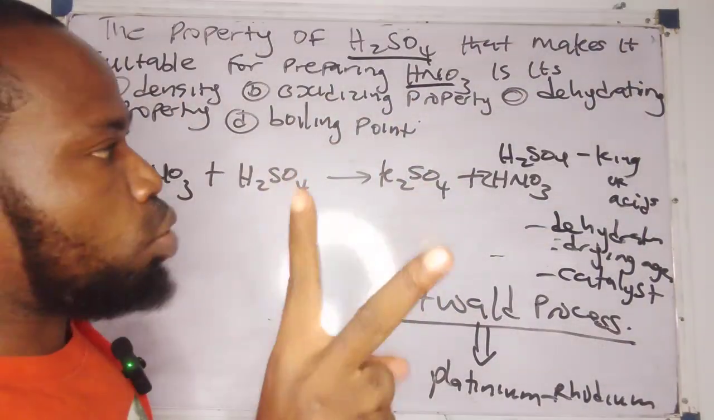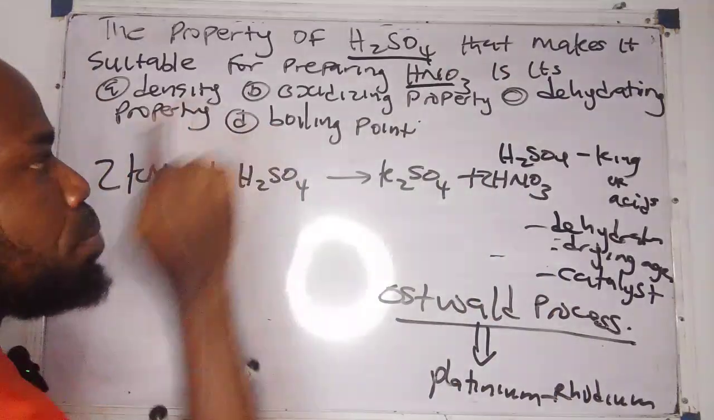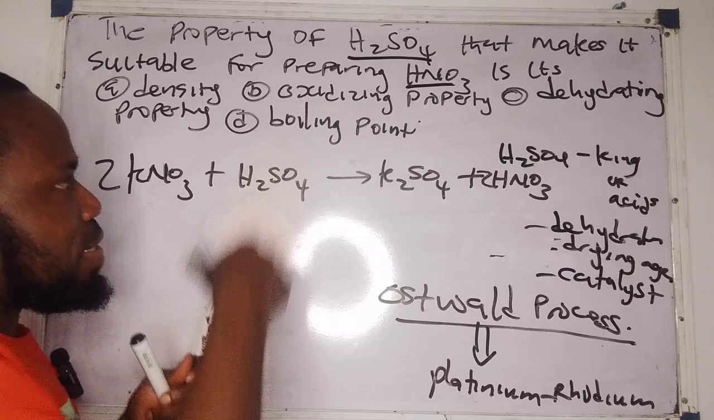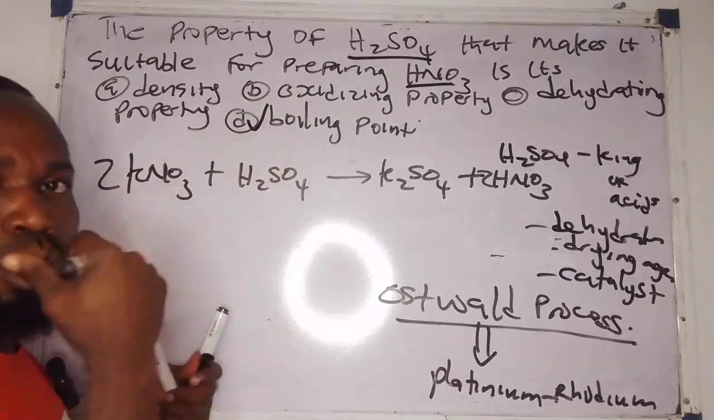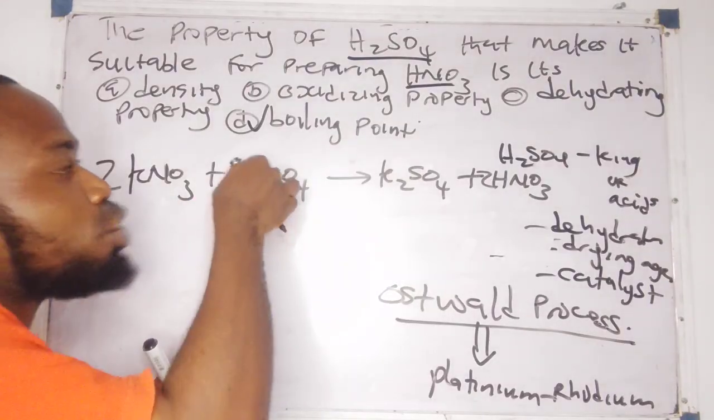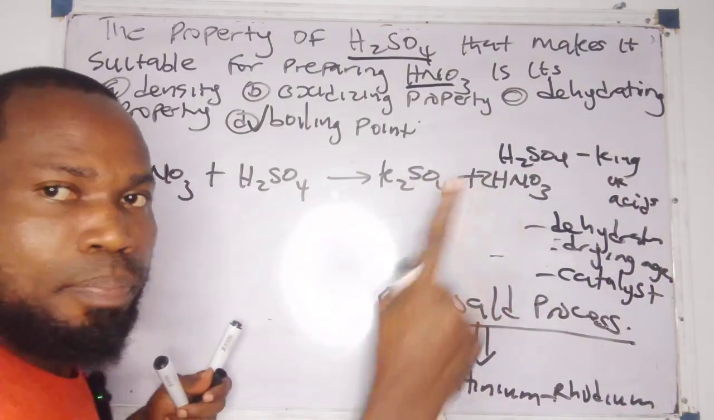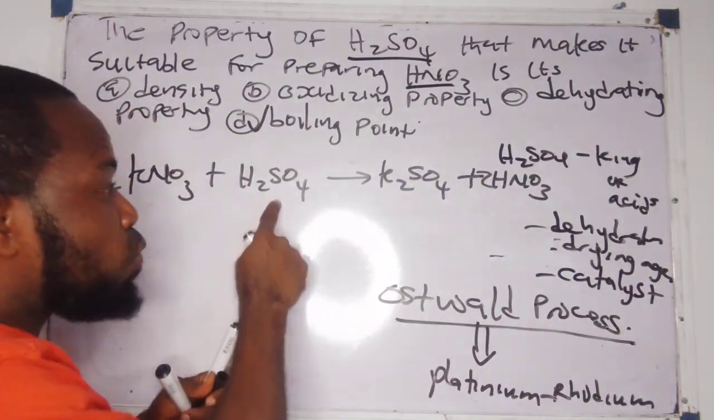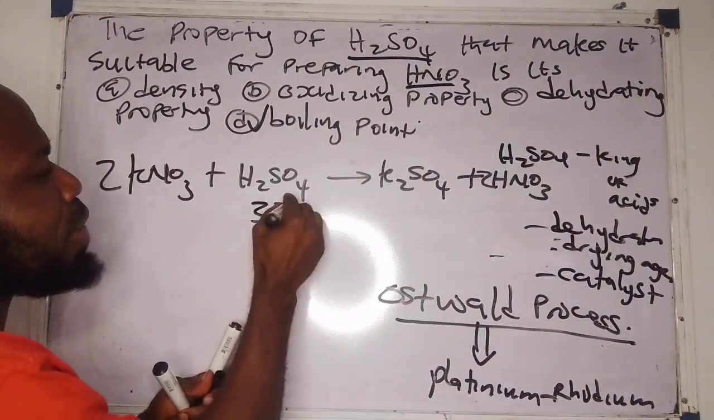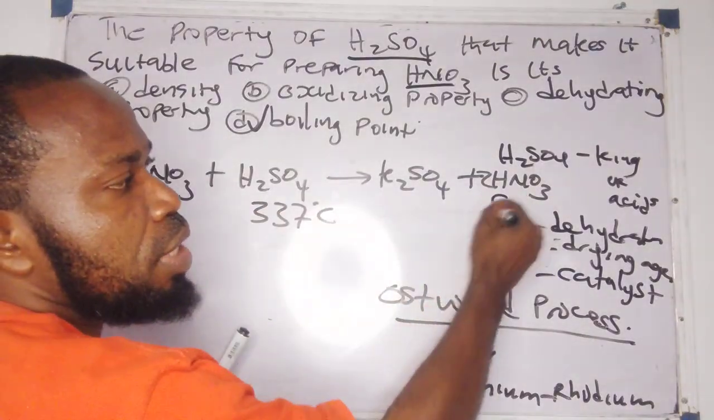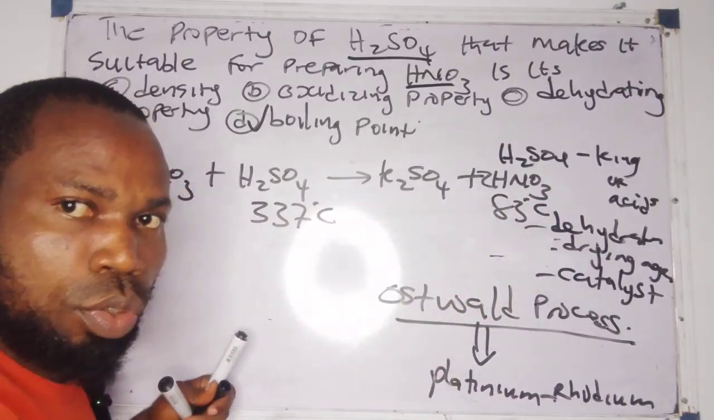Let me just clarify: dehydrating and boiling point. The correct answer is boiling point. Do you know why? Now look at what I said. H2SO4 has a higher boiling point than HNO3. The boiling point of H2SO4 is about 337 degrees Celsius, while HNO3 is about 83 degrees Celsius.